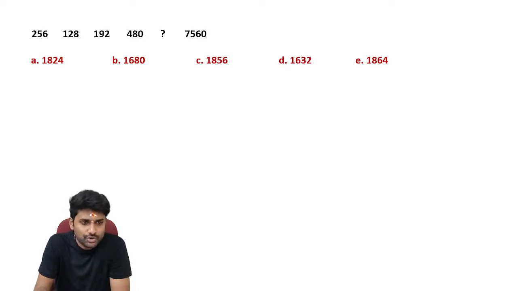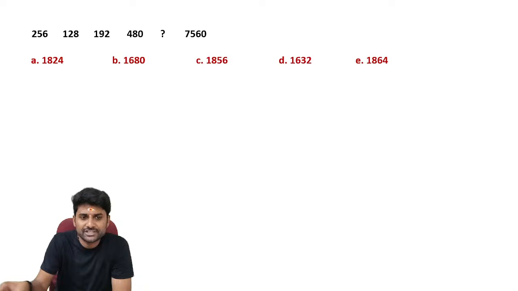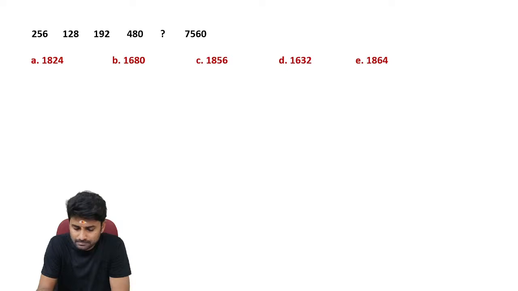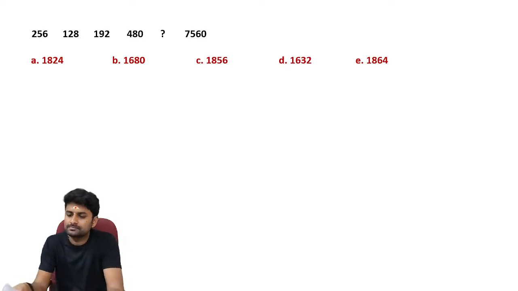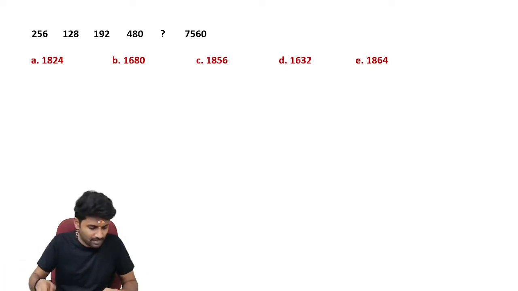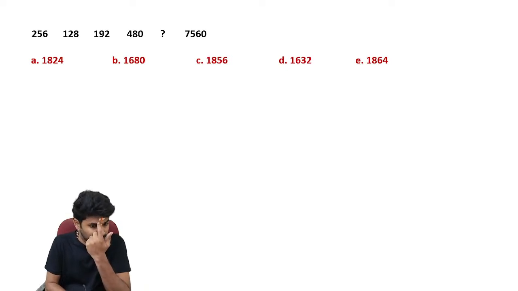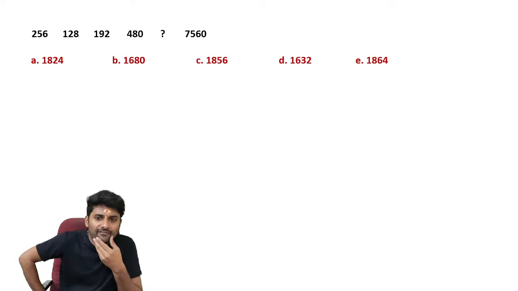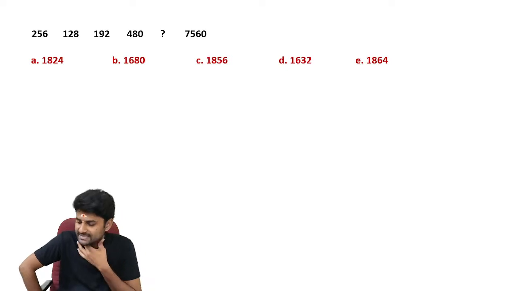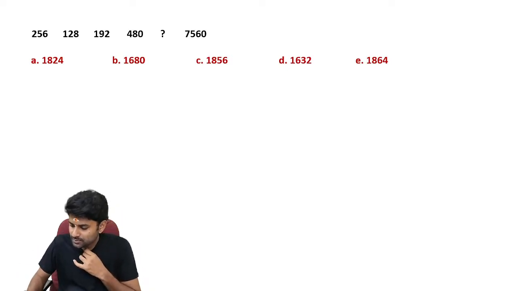Try to answer this question. The numbers are 256, 128, 192, 480, and which number should replace the question mark so that finally it becomes 7560. So answer this question. We have five different options: 1824, 1680, 1856, 1632, and 1864.